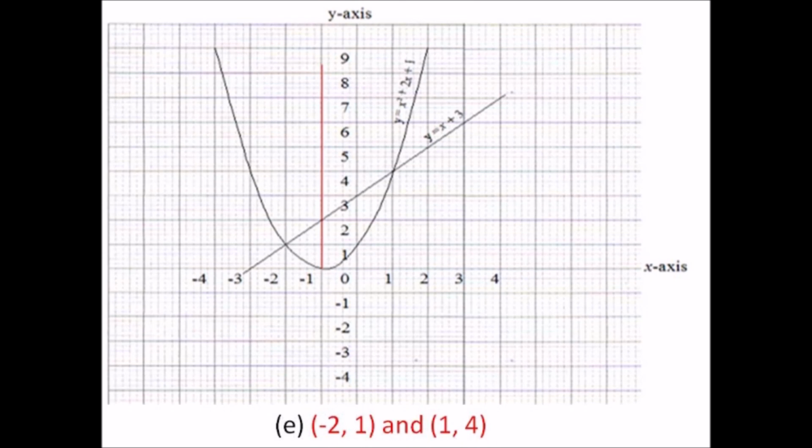And your final answer for the points of intersection was (-2, 1) and (1, 4). The red line on it, on the parabola, shows where the line of symmetry would be. So that would be x equals -1.